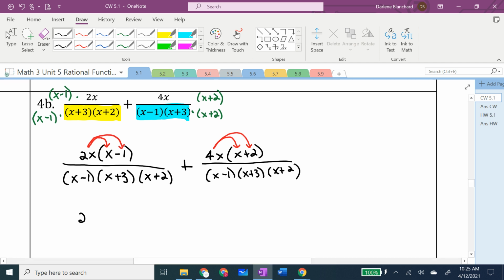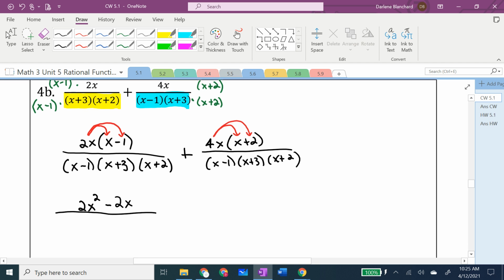Two x times x gives me 2x squared. 2x times -1 gives me -2x. I'm going to keep the denominator.